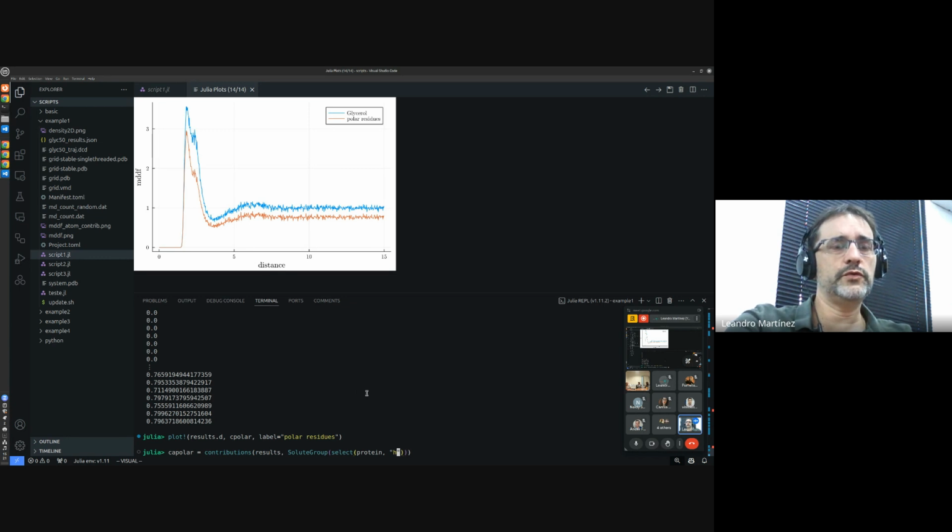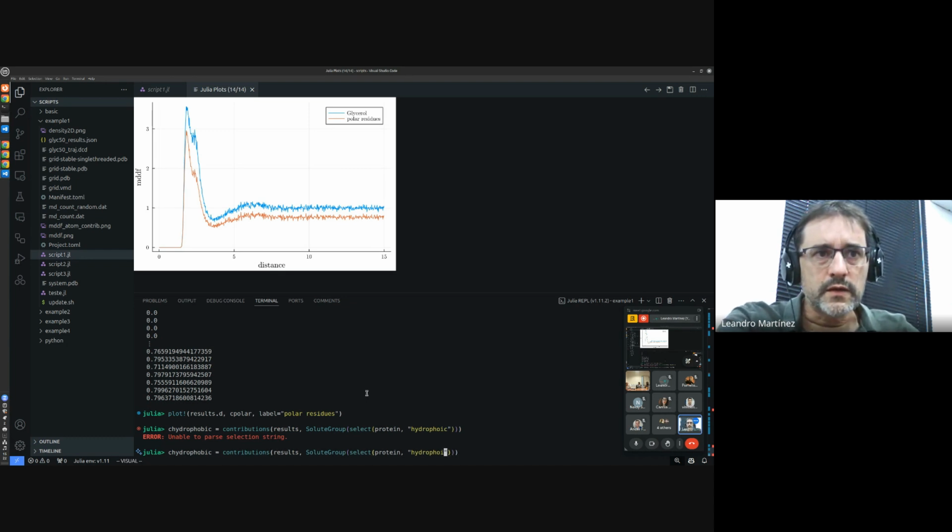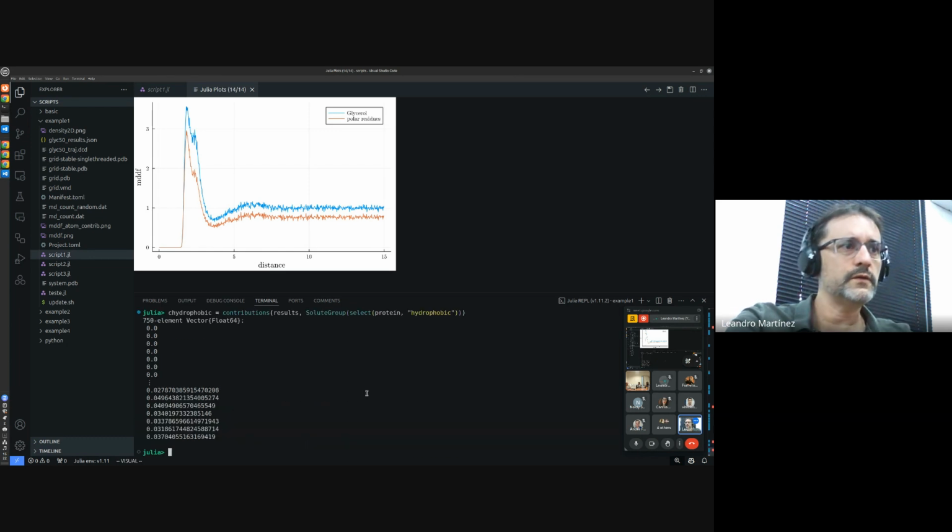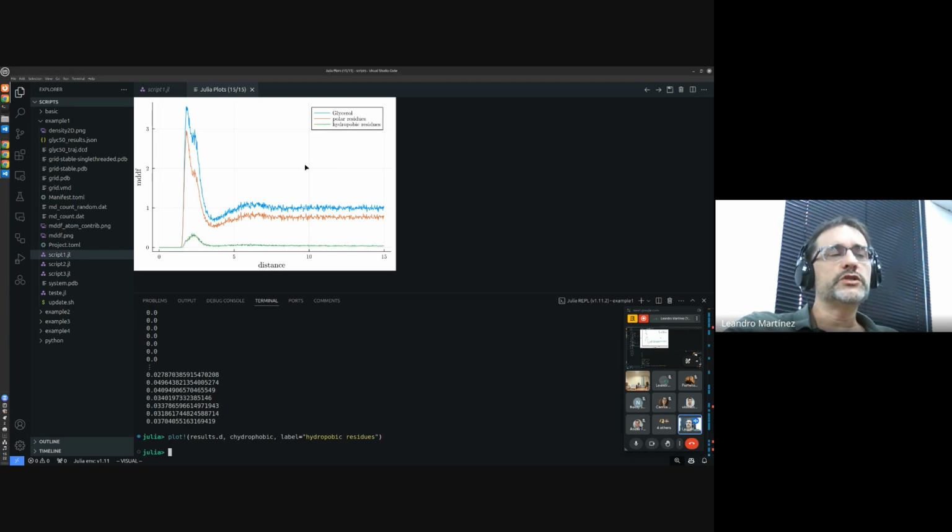We can also compute the contributions of hydrophobic residues. Okay, this is the contribution of hydrophobic residues, and we can plot it again on the distribution function. You see, of course they contribute much less, because probably most of these hydrophobic residues are buried inside the protein, and they almost don't have any contribution at hydrogen bonding distance.